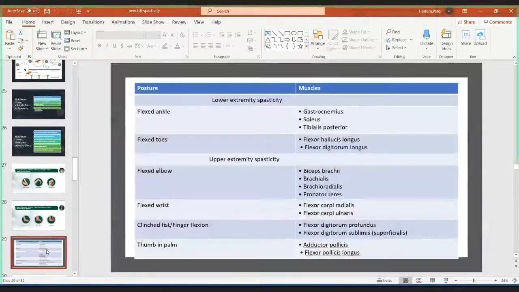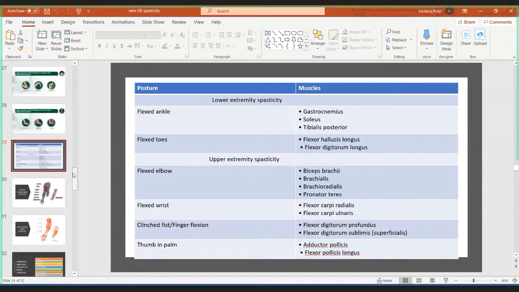It's important to know which muscles are doing what. Each pattern is relatively predictable in terms of which muscles produce it. Flexion of the ankle would be gastrocnemius, soleus, and tibialis posterior. Those are the most commonly injected muscles, again, the more distal lower leg muscles.